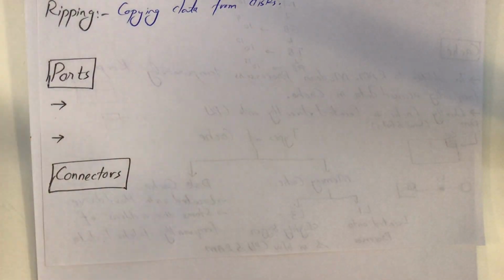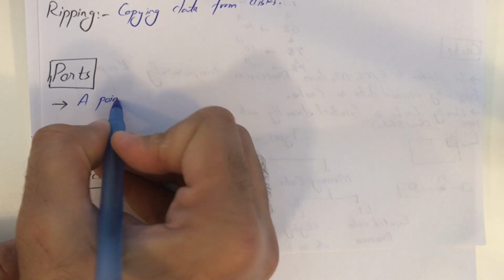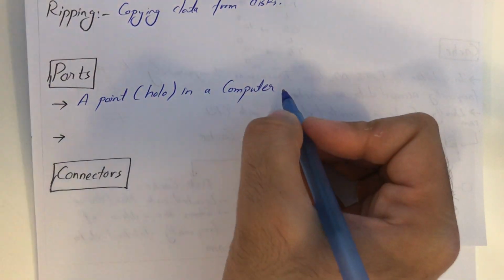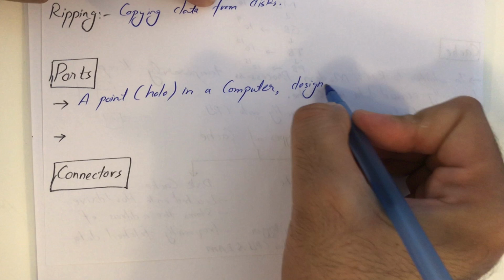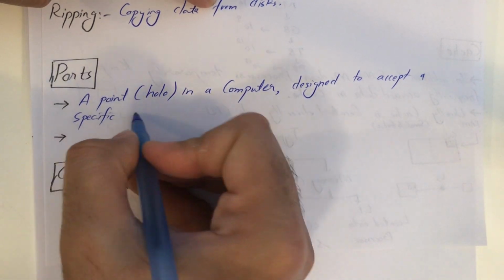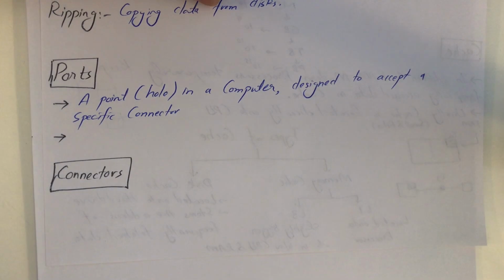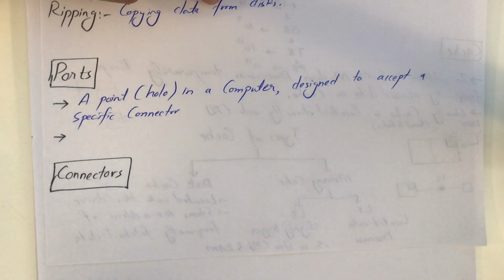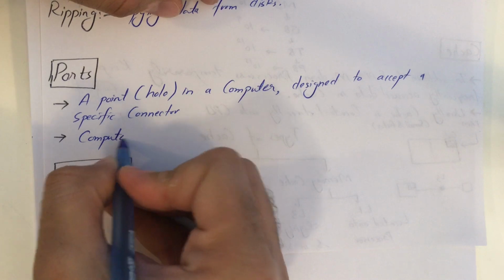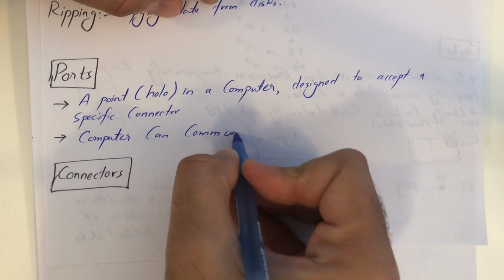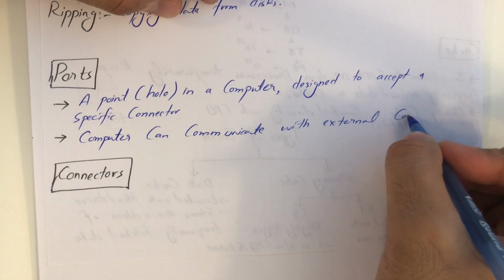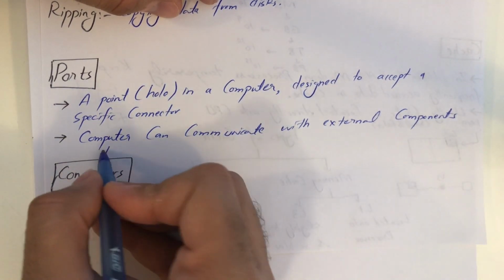Then we have ports. Ports are basically a point, or you can say a hole, in a computer designed to accept a specific connector. You have seen many ports in your computer, like the Ethernet port, where you can put the Ethernet cable, the USB port, etc. The computer can communicate with external components like peripherals through these ports.